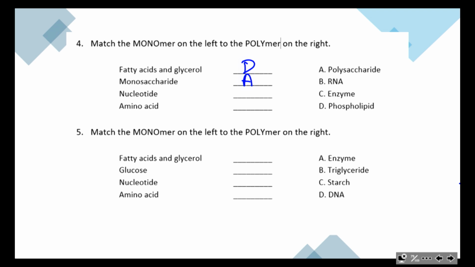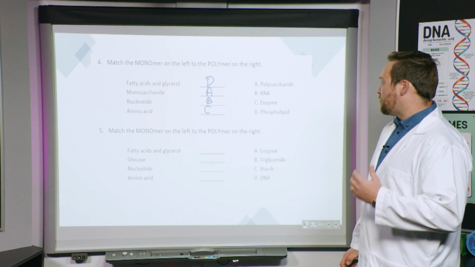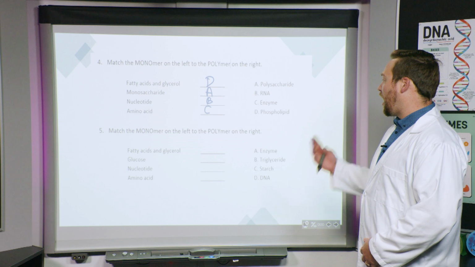Okay, how about a nucleotide? Nucleotides make up nucleic acids. Do we see a nucleic acid over here? We do. B, RNA is a ribonucleic acid. So those go together. This next one, amino acids. Amino acids make up proteins. Which of these on the right is a protein? It's an enzyme, C.